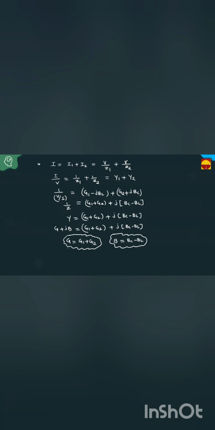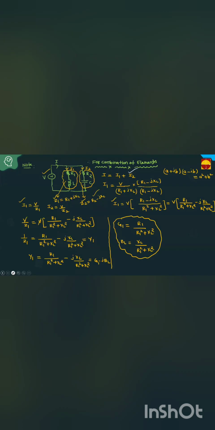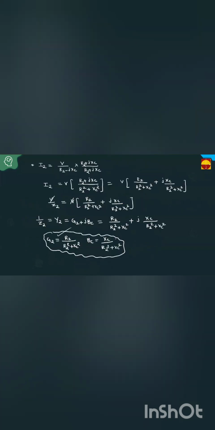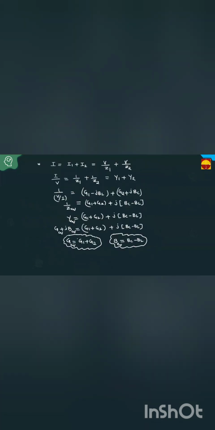Actually, this is taken as Y equivalent. This is 1 by Z equivalent, this is Y equivalent, this is G equivalent, this is B equivalent. These are the observations that you have to concentrate on. If a combination of elements, series RL and series RC, are connected in parallel, how to simplify? These are the conductance, admittance and susceptance formulas, and this is the equivalent conductance and equivalent susceptance. These are the observations.